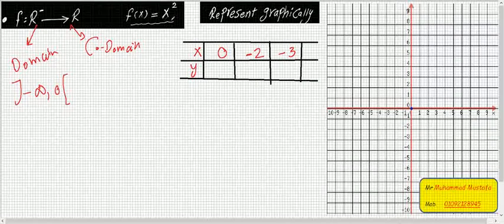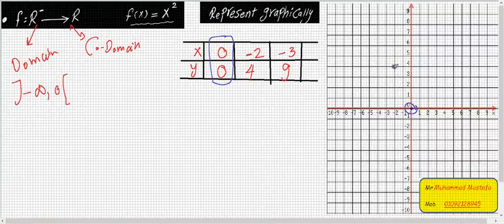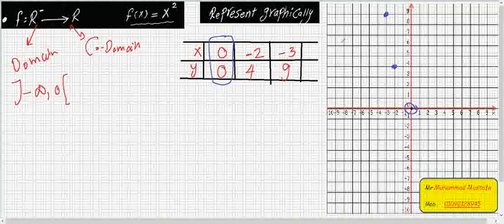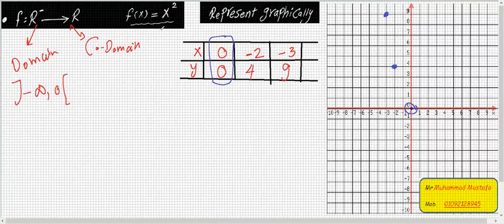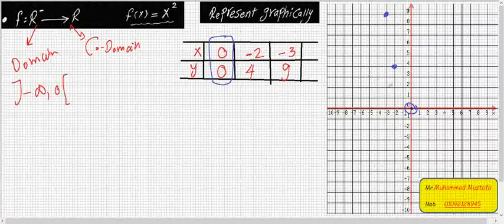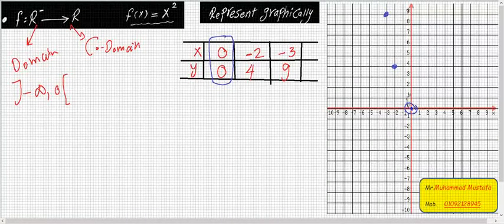Put x equals 0: 0 to the power 2 equals 0; negative 2 to the power 2 is 4; negative 3 to the power 2 equals 9. Here we notice that 0 is open. Don't forget that 0 is open. So the points are 0 and 0, then negative 2 and 4, then negative 3 and 9. The rule of the function f of x equals x to the power 2 is a second degree function represented by a curve. We don't use a ruler here. We join the points freehand.